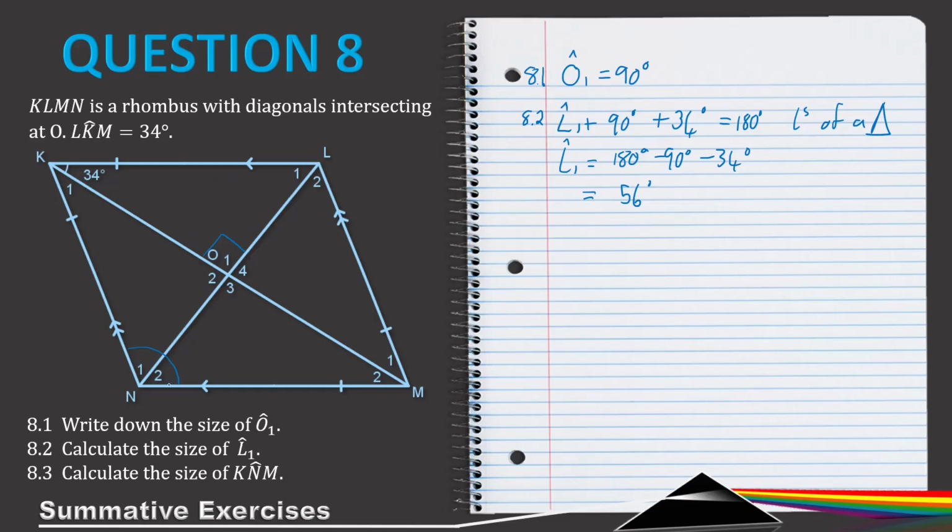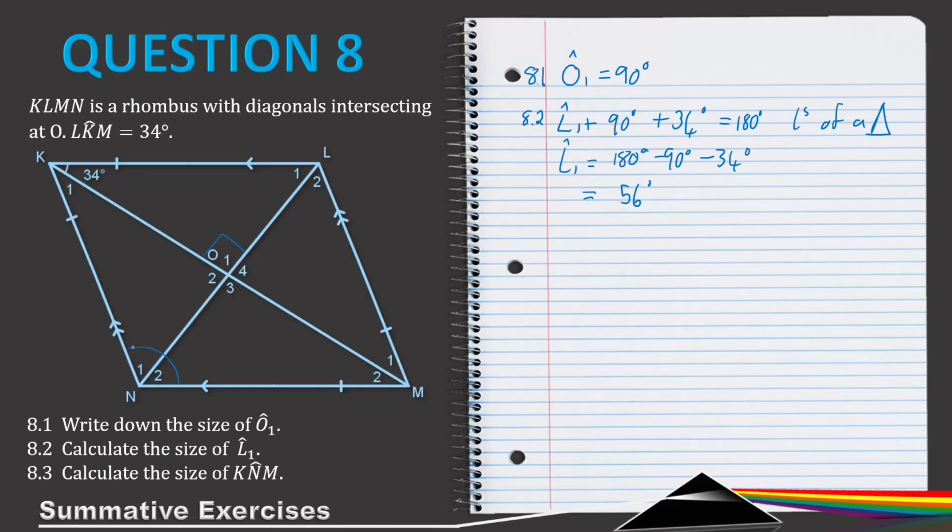Then to find N2, there's two ways. All right. The one way, we can also say that it's equal to L1 because they form alternate angles. All right. But also another property of a rhombus is that the diagonals bisect the angles, which means these two angles will be equal.